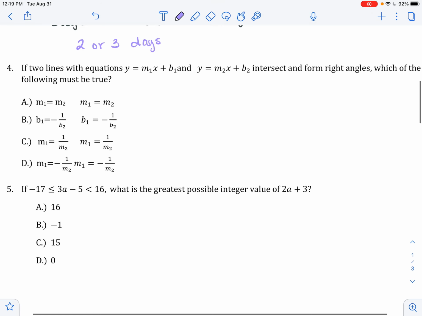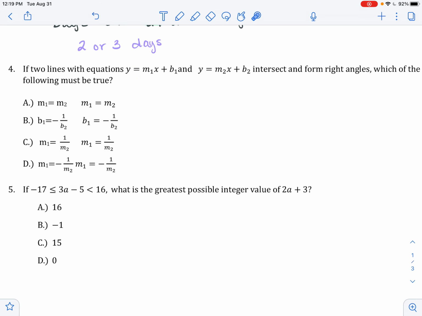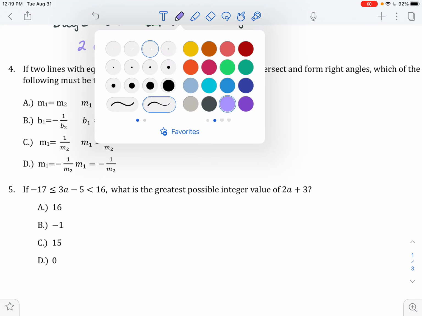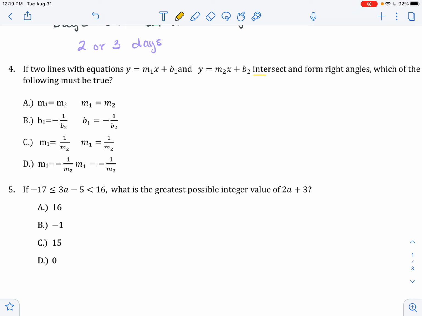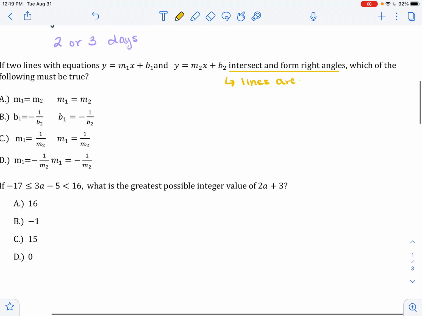Number 4 is looking at 2 equations. We have one line, y is equal to m sub 1 times x plus b sub 1, and y equals m sub 2 times x plus b sub 2. So this first equation has a slope and a y-intercept. The second equation has a different slope and a different y-intercept. We are told that these intersect and form a right angle. So it's helpful to think about, well, what does that mean? If these lines intersect and form a right angle, that means that these lines are perpendicular.